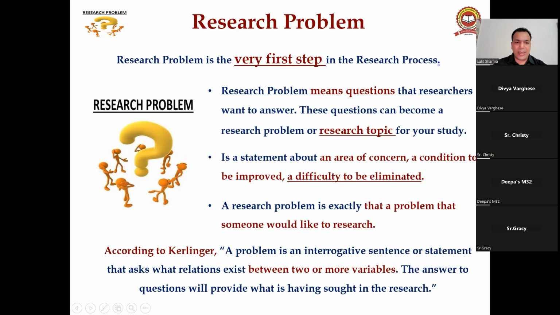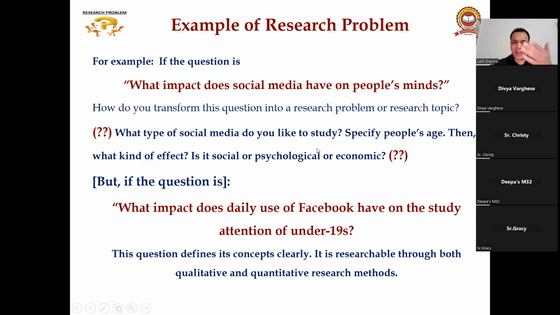According to Kerlinger, one definition is given. A problem is an interrogative sentence or statement that asks what relation exists between 2 or more variables. The answer to the question will provide what is being sought in the research. So basically it is talking about two variables. Now we will come to know that in research problems, basically we talk about the variables, we define the variables. Okay. So you can see an example of a research problem.